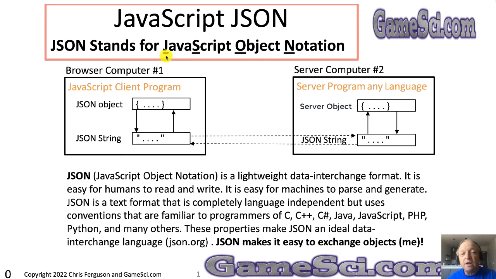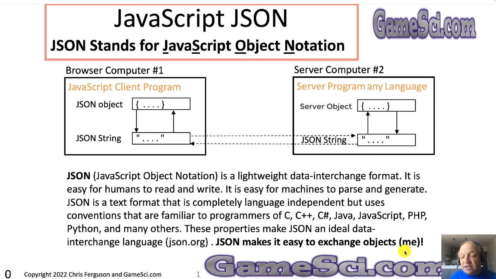JSON stands for JavaScript Object Notation. JSON, or JavaScript Object Notation, is a lightweight data interchange format. It is easy for humans to read and write. It is easy for machines to parse and generate. JSON is a text format that is completely language independent, but uses conventions that are familiar to programmers of C, C++, Java, JavaScript, PHP, Python, and many others. These properties make JSON an ideal data interchange format. That is according to JSON.org.